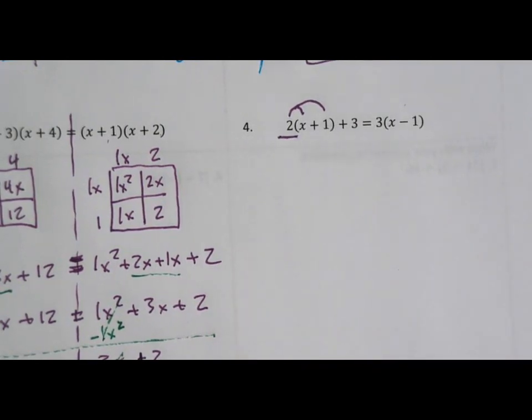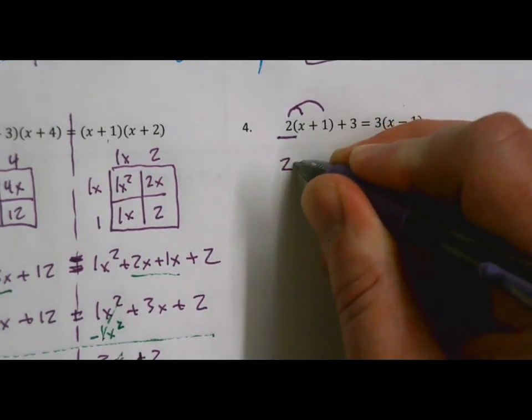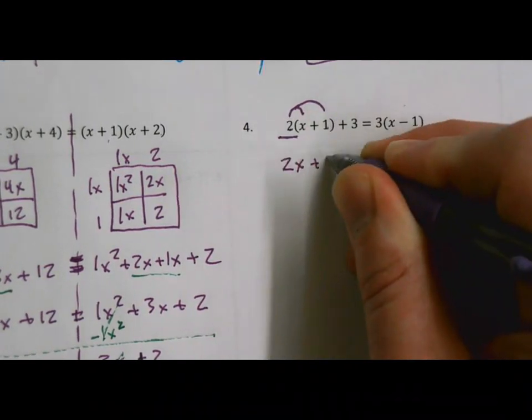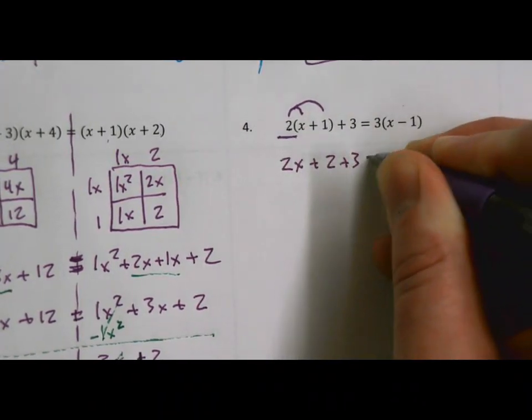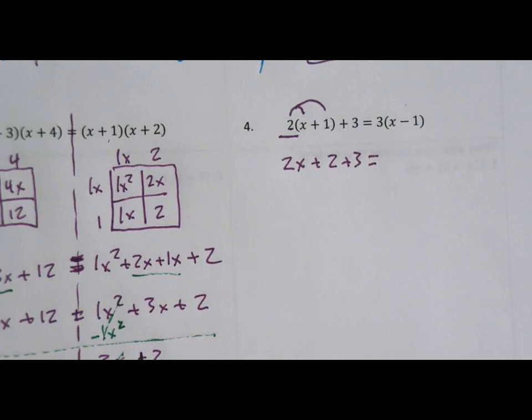What is 2 times x? 2x. What is 2 times 1? 2. Bring down your +3. Bring down your equal sign. And then we can do the same thing over here.